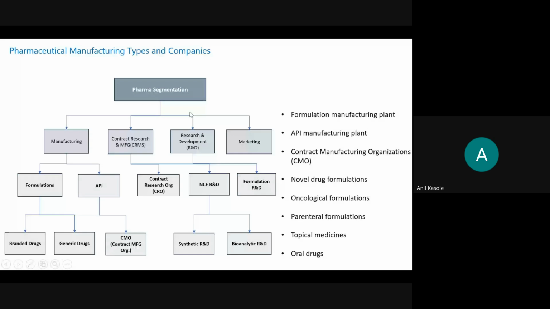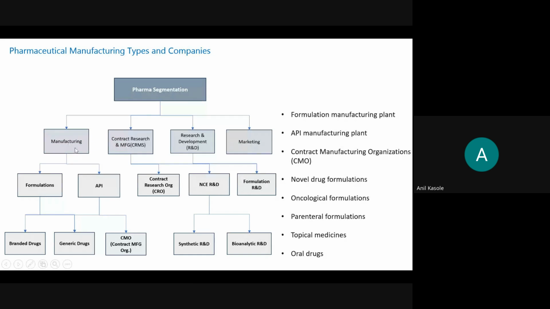So how is this segmentation divided? You can see typically core manufacturing, where drugs are manufactured. The second area, in other words the companies, is contract research, typically represented as CRMS, nothing but contract research and manufacturing. The third segment is research and development, that is R&D. And a very big segment is marketing.